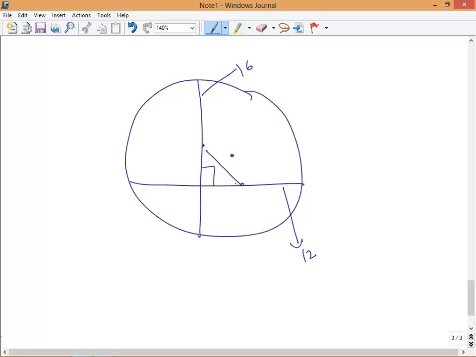Yes, you people are right. Got it? Use radius carefully.